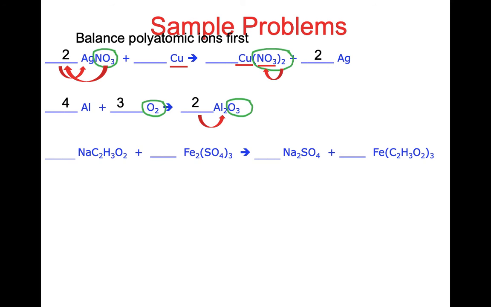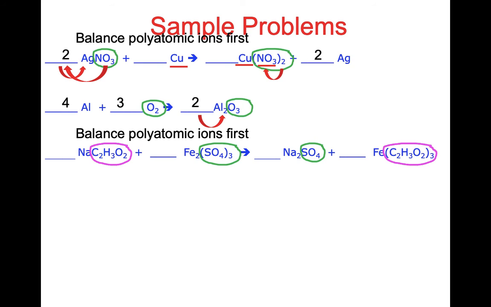The last example has 2 polyatomic ions. So we are still going to start with a polyatomic ion. I see sulfate in 2 places, and I see acetate in 2 places. Now notice with the sulfate, you have multiple cations. You have 2 irons with the first sulfate, and you have 2 sodiums with the second sulfate. With the acetates, you only have 1 sodium and 1 iron. So let's start with the sulfate.